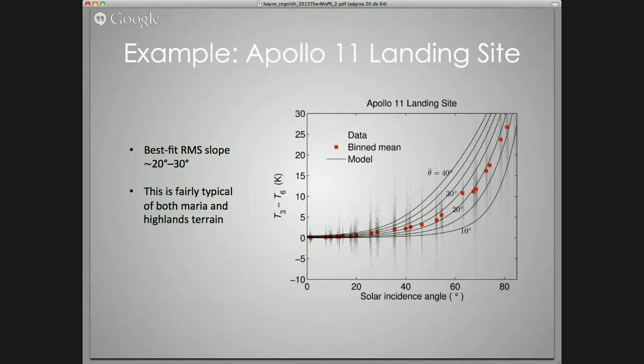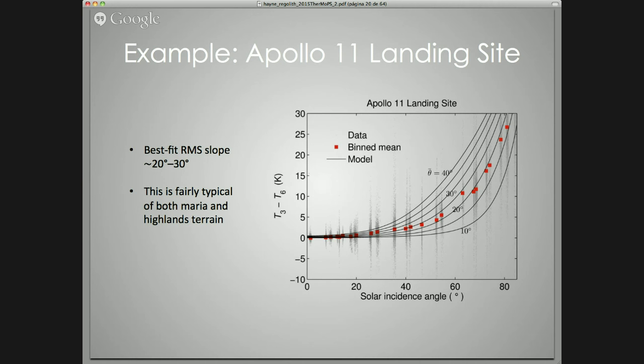So that's a measure of the root mean squared slope, which is the peak in the histogram of the slope distribution. We assume a Gaussian, or normally distributed, set of slopes. And we basically calculate all the temperatures on every single different slope and then sum them together using that probability distribution.